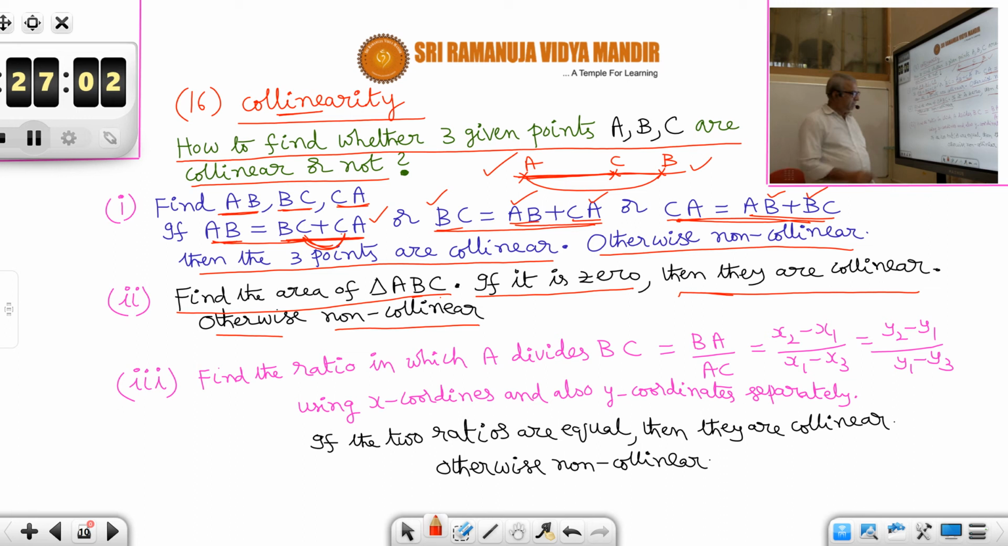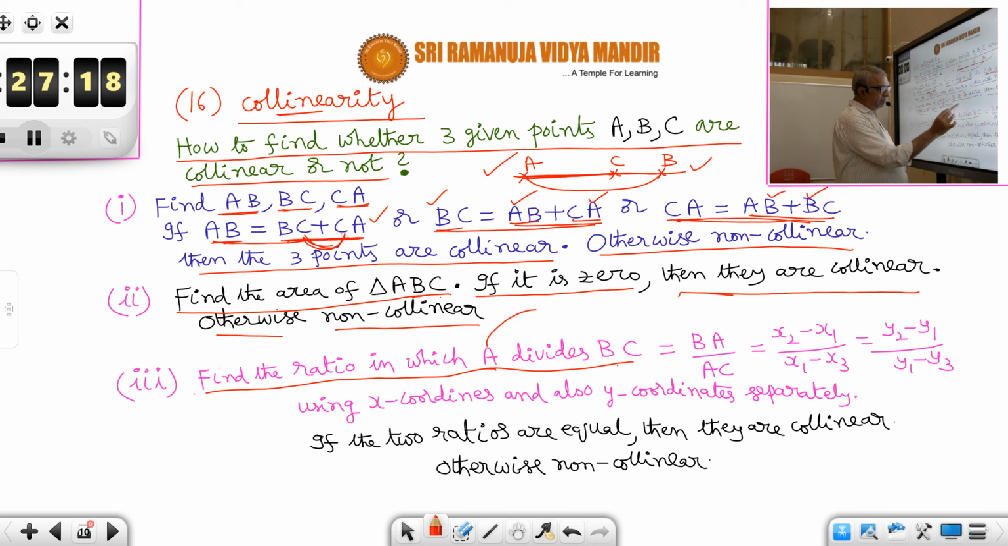So let us see the third method. Find the ratio in which A divides BC. This formula I have already explained. How to find the ratio in which the vertex A divides BC? A we have to place in between B and C, that means you will get BAC. Read from left to right, BA by AC. So that is what is called the ratio in which A divides BC, BA by AC.